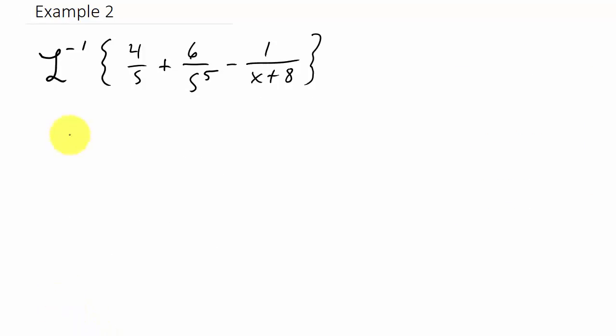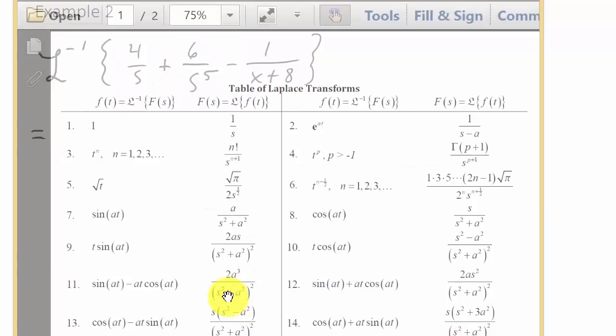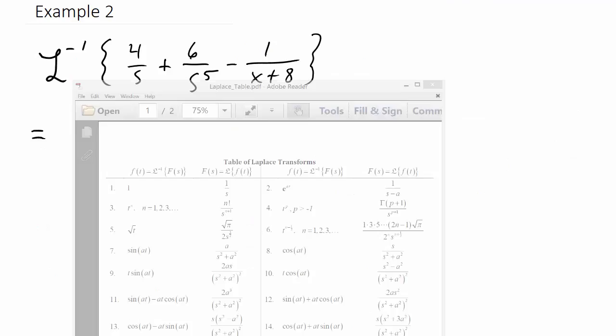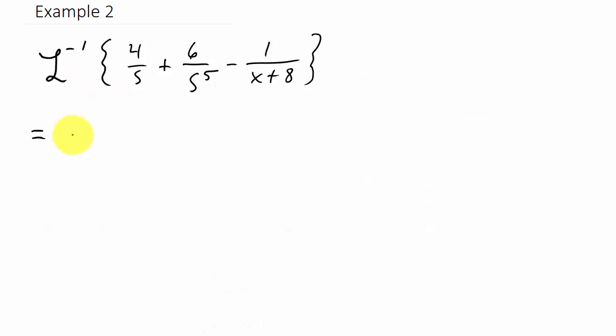Here we have the inverse Laplace transform of 4 over s plus 6 over s to the 5th minus 1 over s plus 8. So let's take a look at our table. Let's look at this 4 over s. You can see we have 1 over s. So what we want to do is, let's split this up.